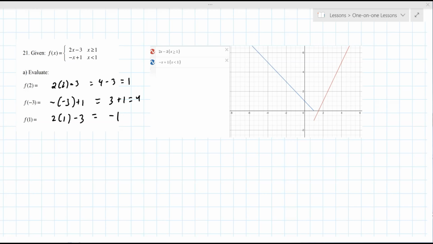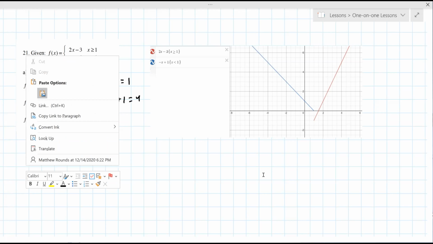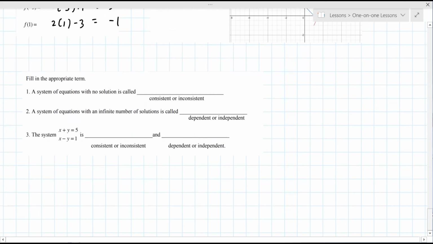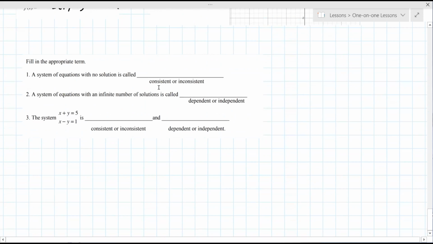Okay. These are definitions. You're more likely to get a question that gives you a system, and then to have to decide what it is. So if it has no solution, it's considered inconsistent. Okay. If it has a solution, then it's considered consistent. Infinite number of solutions is called dependent.